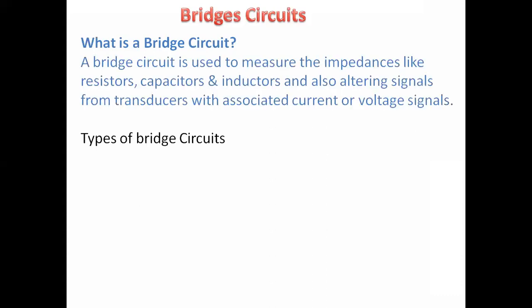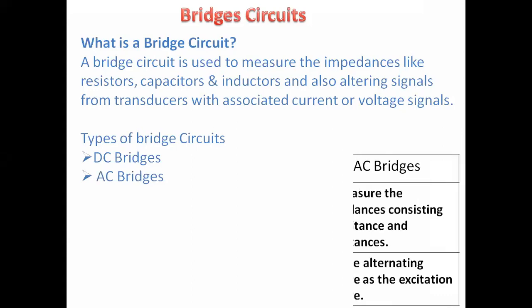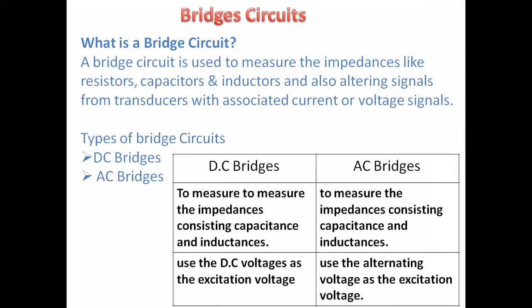Okay, and coming to the types of bridge circuits. The first one is DC bridges, and the second one is AC bridges. So how are these two bridges different? DC bridges and AC bridges.